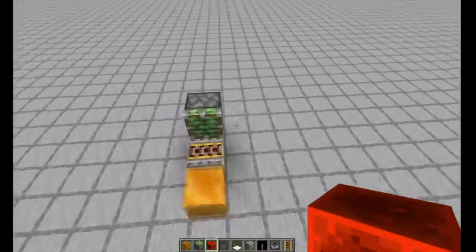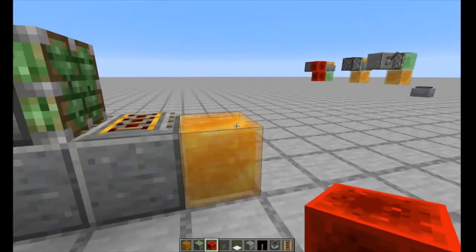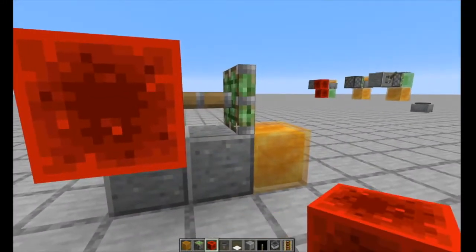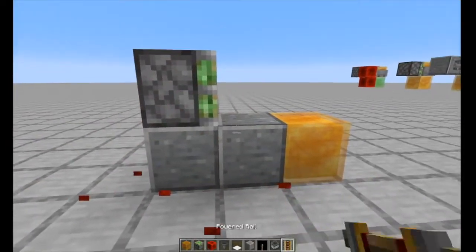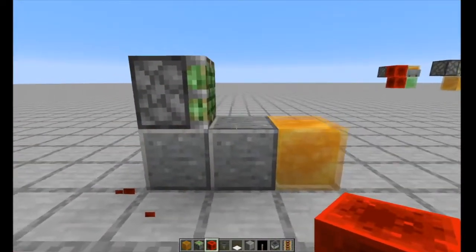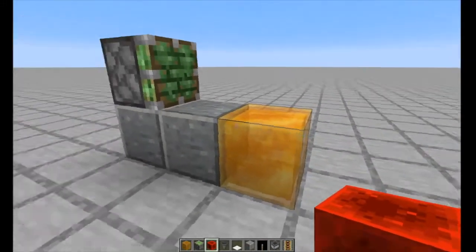Lastly, I did try this. What if I could push a rail on top of the honey block? Watch what happens to the rail. It actually destroys the rail, so that's not going to work either. I think that's a bug.